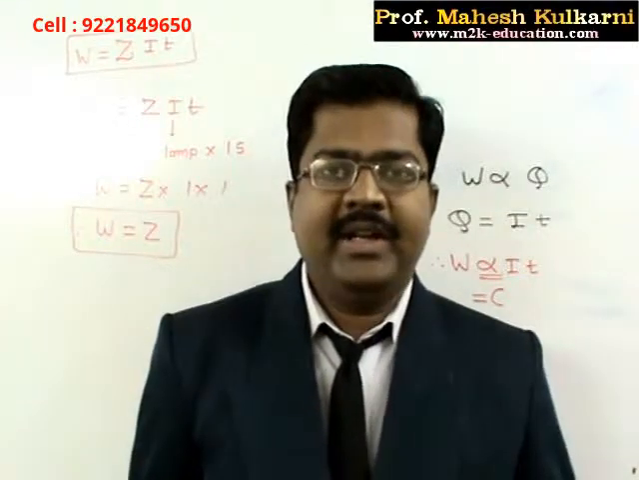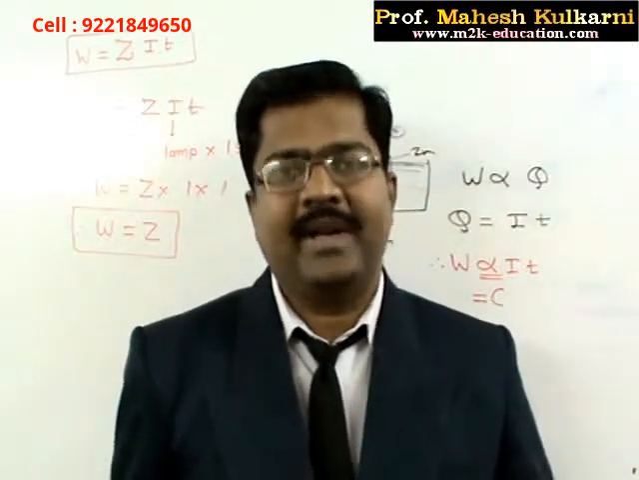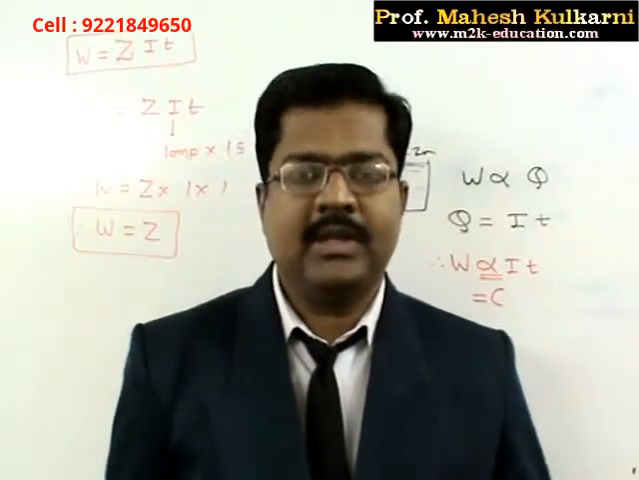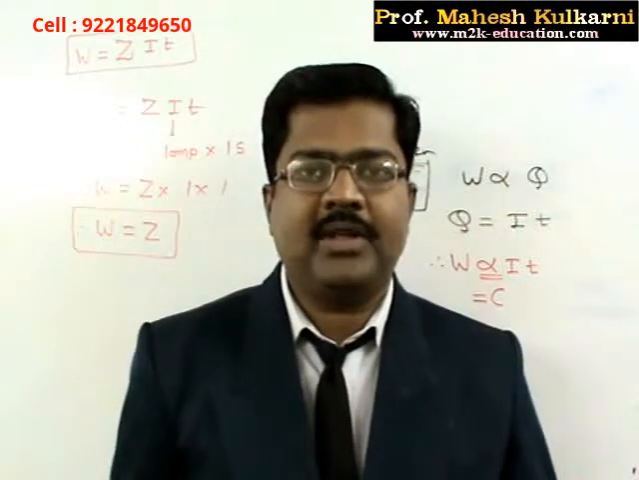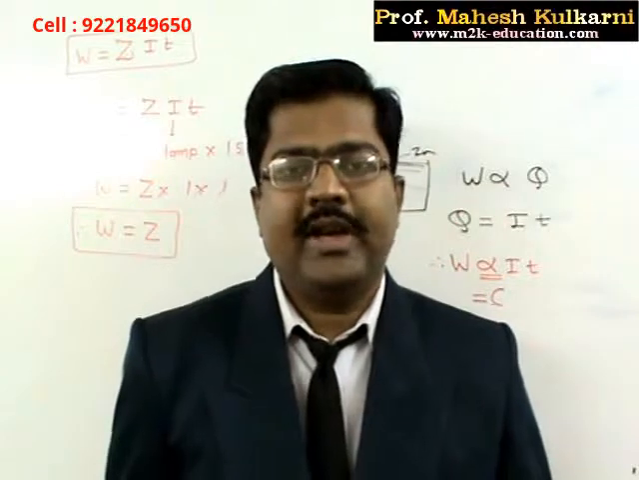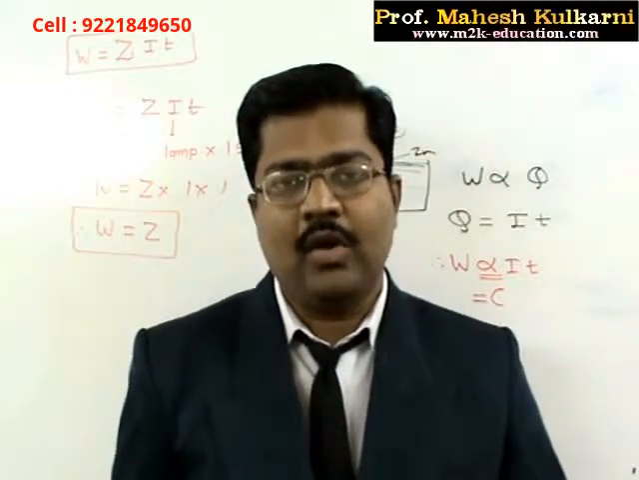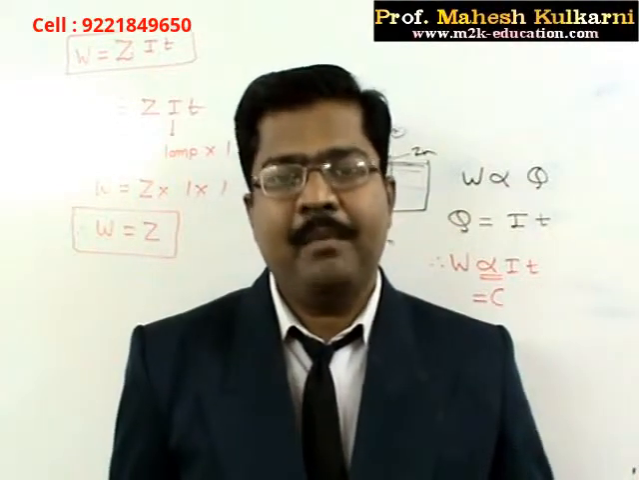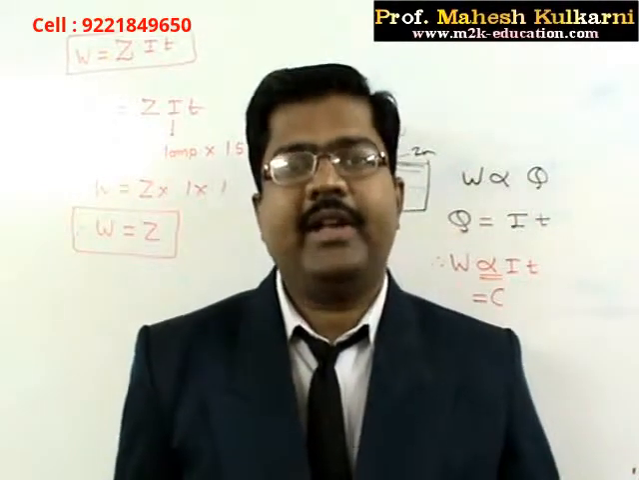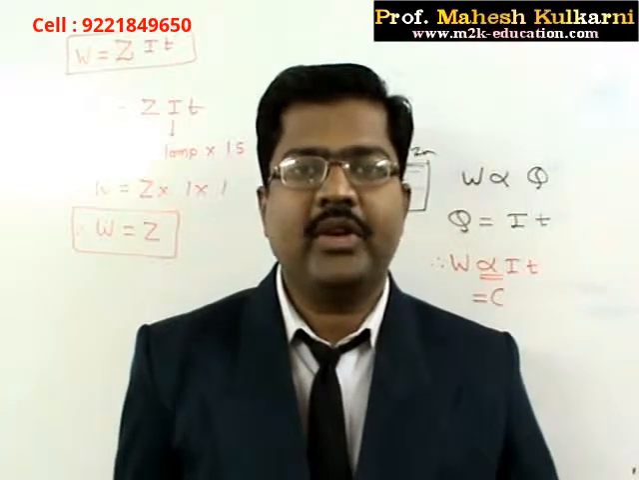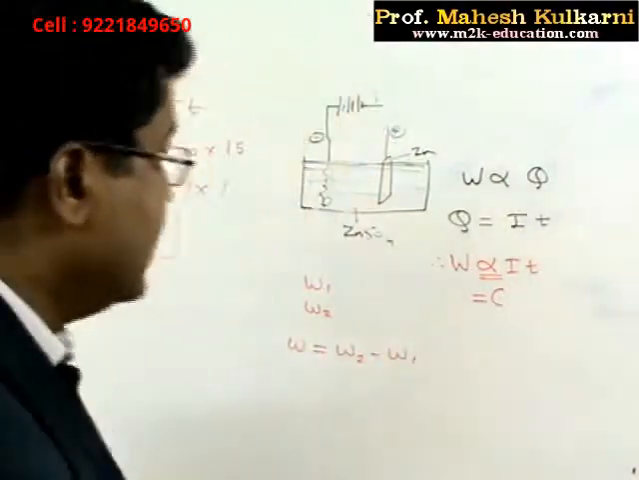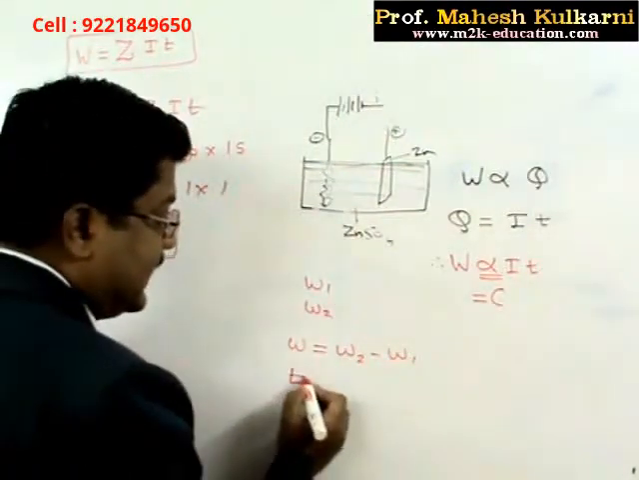I am now defining what the electrochemical equivalent of a metal is. The electrochemical equivalent of a metal or substance is the weight of substance deposited on the cathode or anode, whichever we have to find out, when a current of 1 ampere is flowing through the circuit for 1 second. Then that weight is called the electrochemical equivalent of the substance. So this way we can determine it. While writing, we can write this as ECE.